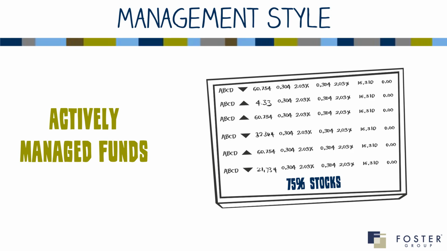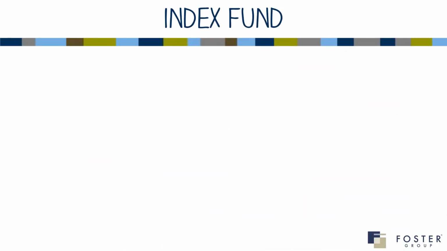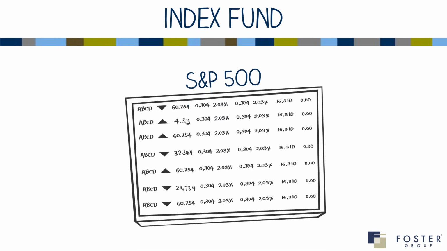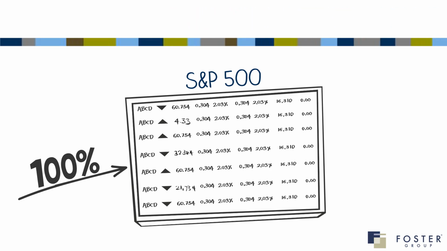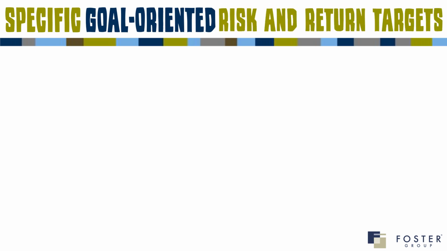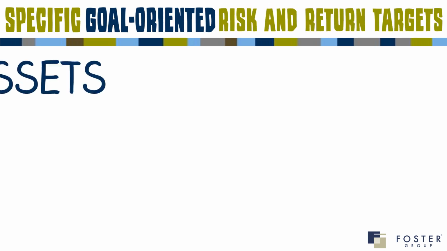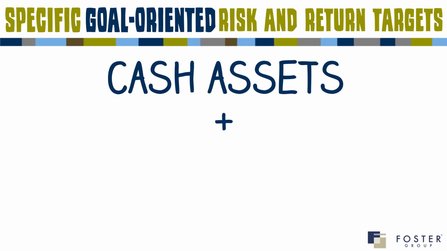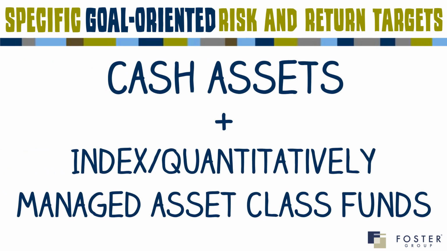Alternatively, an index fund constructed to replicate the S&P 500 will consistently hold to its virtual 100% stock allocation every day. The same is true of many quantitatively managed U.S. large company asset class stock funds. For those segments of the portfolio with specific goal-oriented risk and return targets, investors would be well served to consider using the consistency of true cash assets combined with index and quantitatively managed asset class funds.